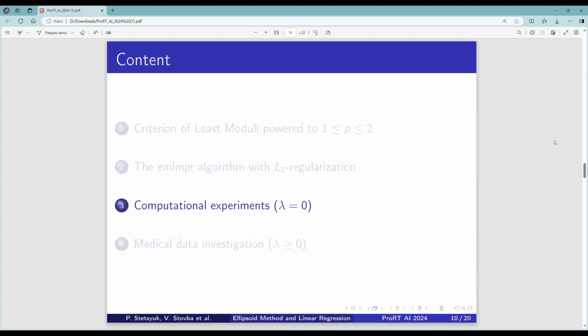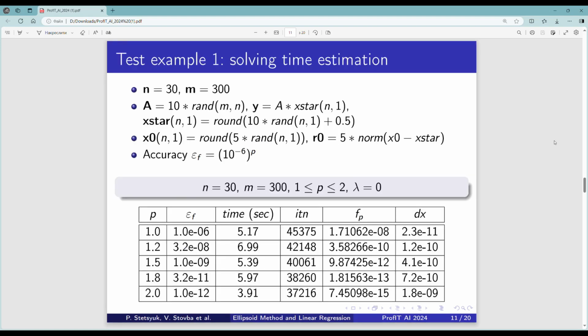Now let's look at the result of computational experiments if lambda equals 0. The first one shows us the solving time estimation. We have here n equals to 30 and m equals to 300. We set matrix A with random numbers, and we obtain the vector y set using the matrix A, and x star is also a random point. And x0 and r0 is the radius where the first point that we start with, x0, must lie. The accuracy that we use is f, it's 10 to the power of minus 6 to the power of p. So it depends on this value p.